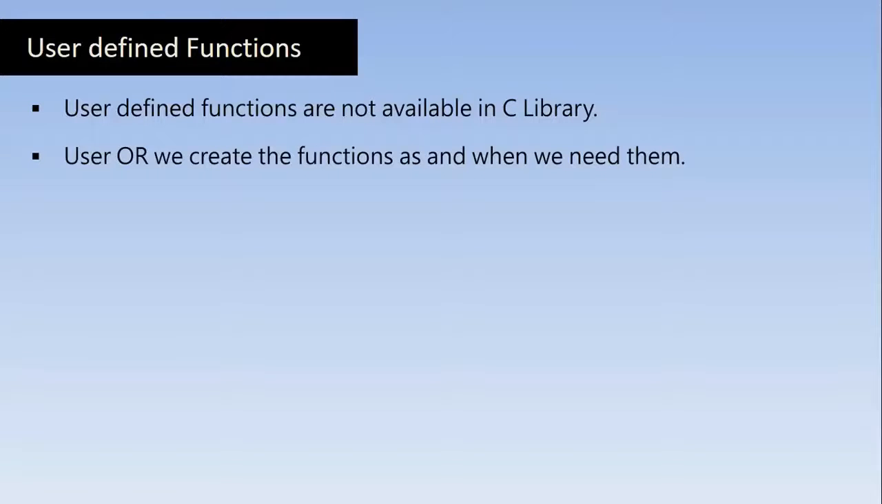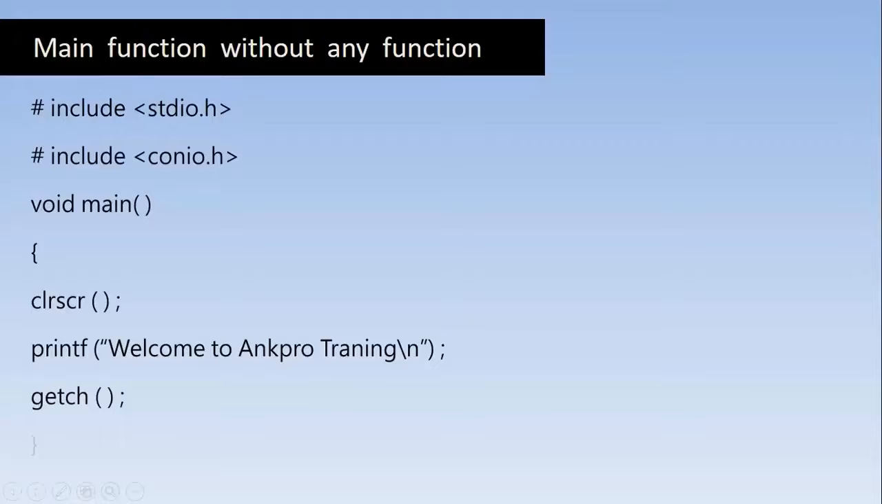User-defined functions are not available in the C library; we create the functions as and when we need them. So here is an example of a main function without any function, right? This is the void main. By this you can know that this is the main function without any subprogram or function. This will print just a message telling welcome to Ankpro training, right?